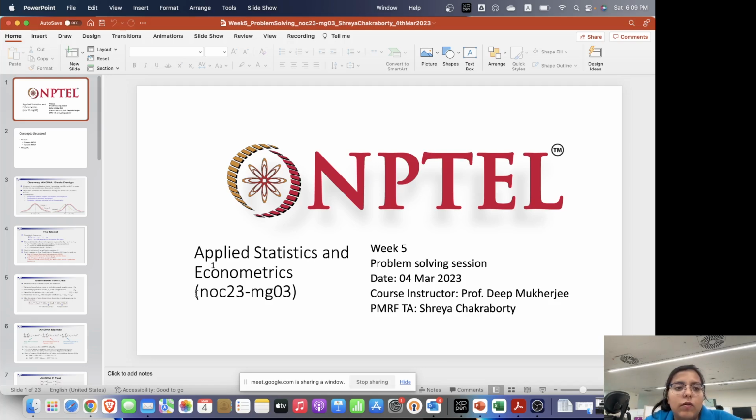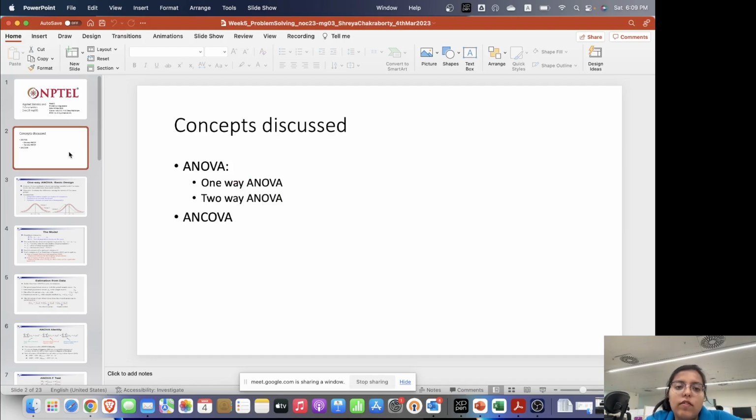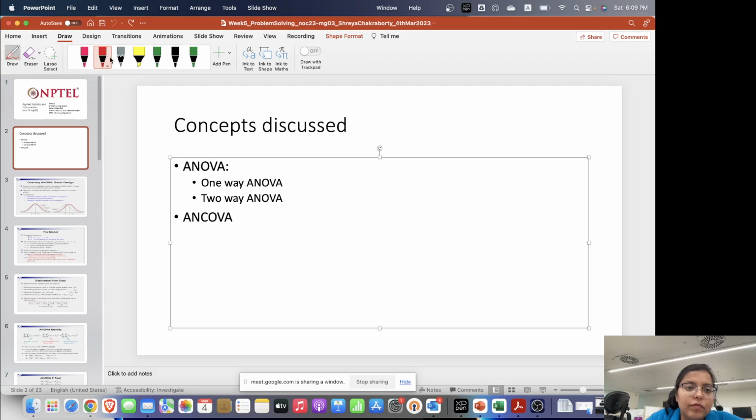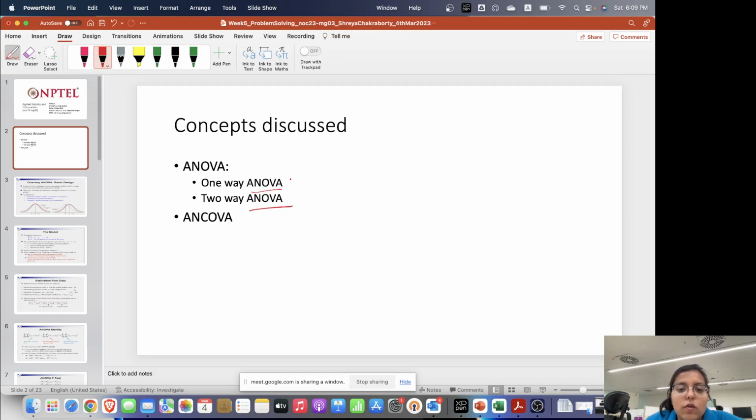So, we'll discuss problems related to concepts that were discussed during week 5 lectures. Briefly, we touched upon ANOVA and the types of ANOVA that we have, whether it's a one-way ANOVA or a two-way ANOVA. What do you mean by a one-way ANOVA? Anybody? So, what actually is ANOVA? This is analysis of variance.